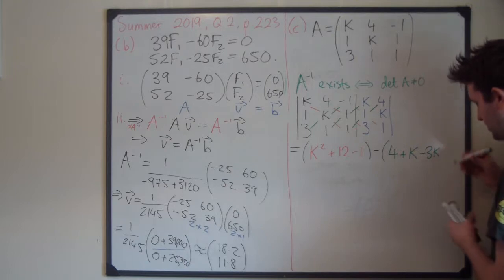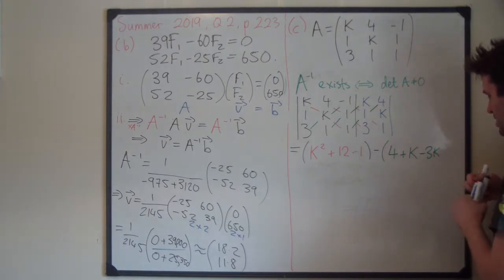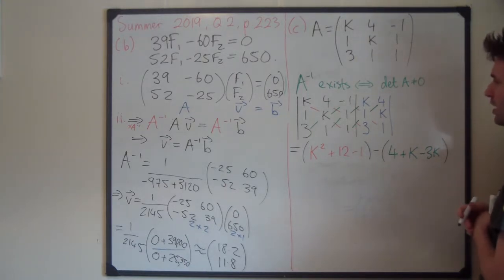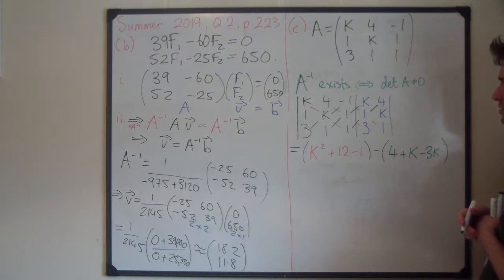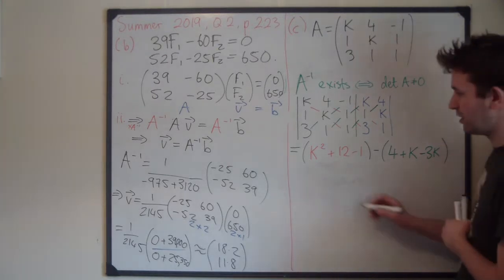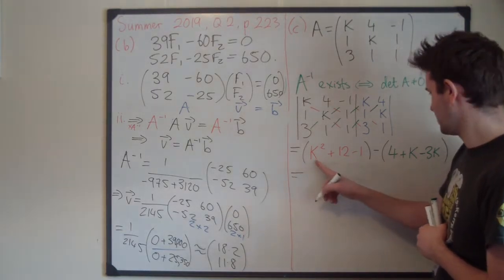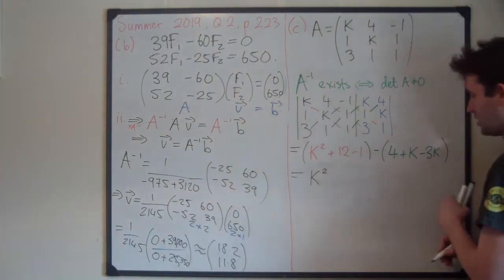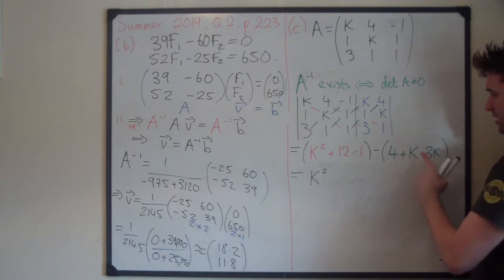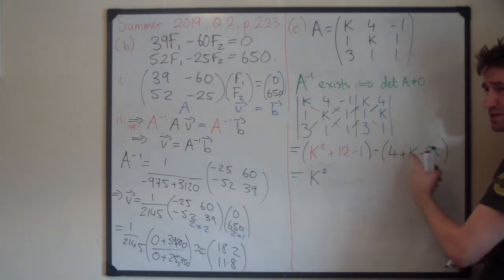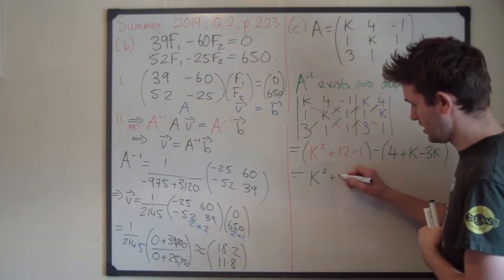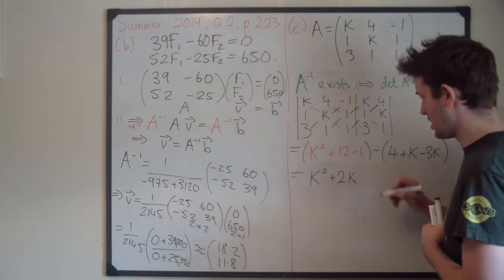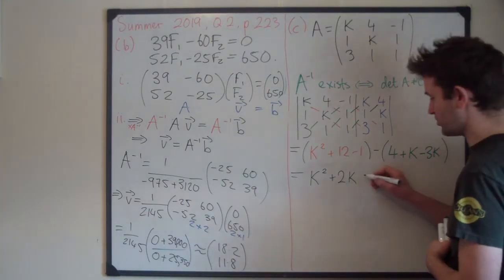This question is tricky enough. Okay. Am I missing a K somewhere now? No. Right, so what we get is, if we tidy this up, we get a K squared. You get, now this is minus 2K, but it's minus 2K, so it's plus 2K. And this is 11 minus 4, which is 7.